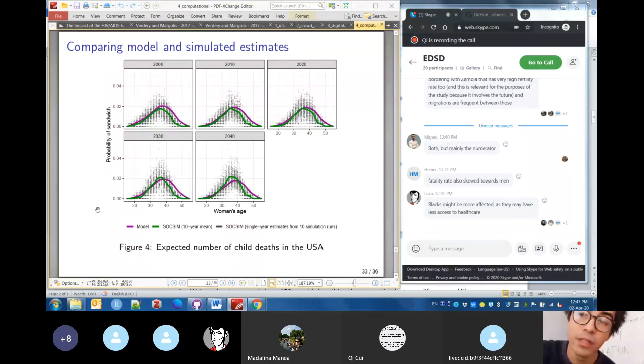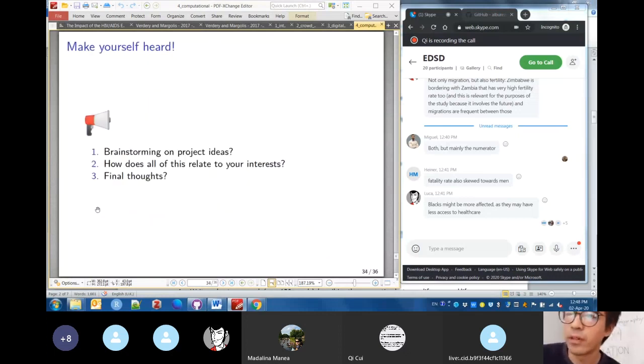So the points in the background are estimates from SOCSIM, and the purple line is our model, and the green line is the SOCSIM output. So we can see that there's a broad agreement between the two. There are some differences at older ages, but we get this range. So the value is somewhere in that range. The real value is somewhere in that range. Okay, so this is methodological triangulation.